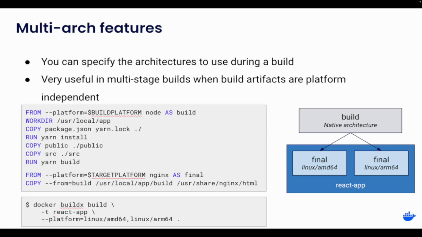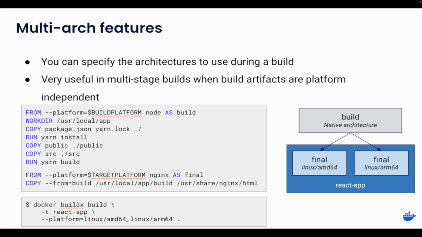So if we look at the example here, we've got a couple of statements in here. We have a from platform build platform node as build. So build platform here is going to be the native platform that's being built on. In my case, that's ARM64. And we see all these different statements here where we're actually building all these different things, putting them together. Then we have a from platform target platform Nginx.